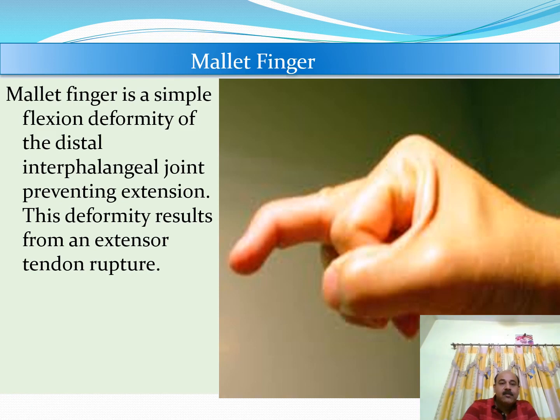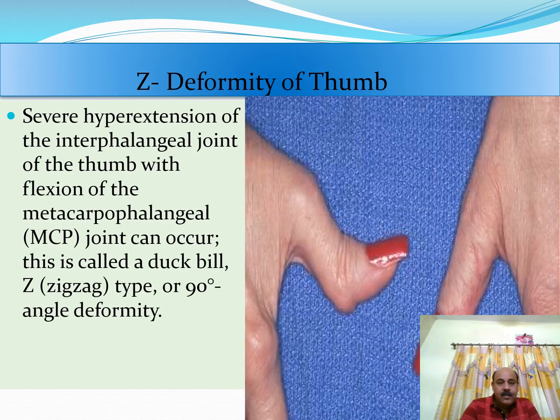This is mallet finger. Mallet finger is simple flexion deformity of distal interphalangeal joint. This deformity results from extensor tendon rupture. When this extensor tendon is ruptured, the extension of the distal phalanx does not take place. Z deformity of thumb again is very specific of RA. Here we can see severe hyperextension of interphalangeal joint of thumb with flexion of metacarpophalangeal joint. So that gives a characteristic shape of Z to the thumb, and that's why it's named Z deformity.